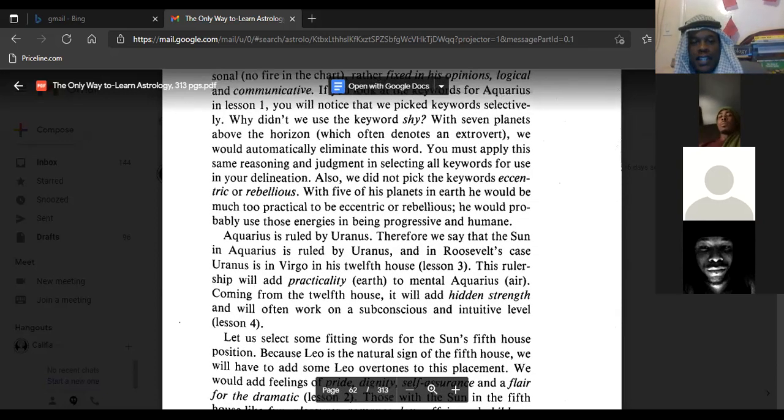Aquarius is ruled by Uranus. Therefore, we say that the sun in Aquarius is ruled by Uranus. And in Roosevelt's case, Uranus is in Virgo in his 12th house. See lesson 3. This rulership will add practicality, Earth, to mental Aquarius, air. Coming from the 12th house, it will add hidden strength and will often work on a subconscious and intuitive level.